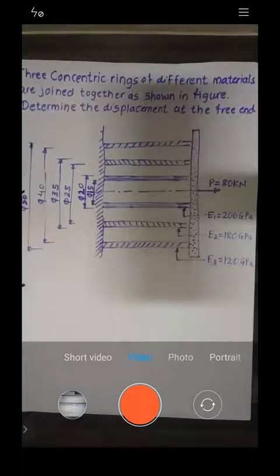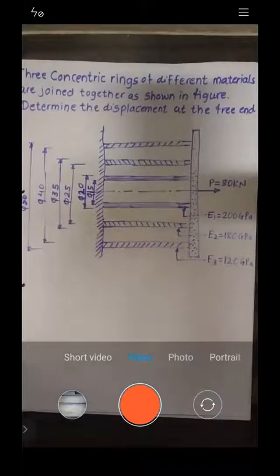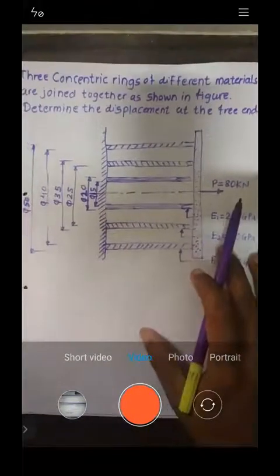सर लार्जेस्ट डायमीटर कितना लिखा हुआ है वो? What are you asking? लार्जेस्ट डायमीटर. Largest diameter is 50.